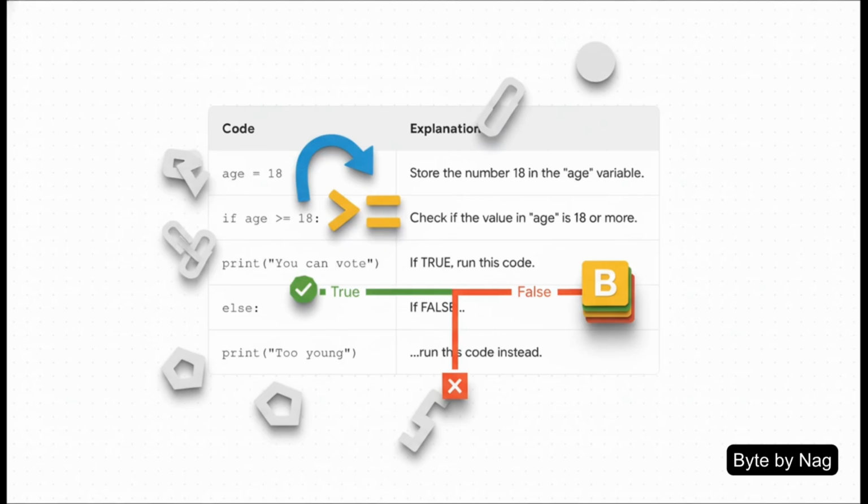The computer looks inside the box and asks a question. Is the number in here greater than or equal to 18? The answer to that can only be true or false. See, there's our Boolean. If the answer is true, it runs the indented code right below it. If the answer is false, it completely skips that code and jumps down to run the code under else. It has to pick one path, it can't do both.